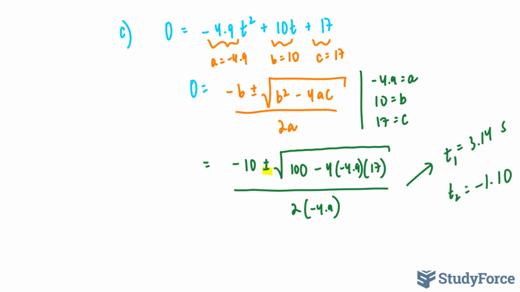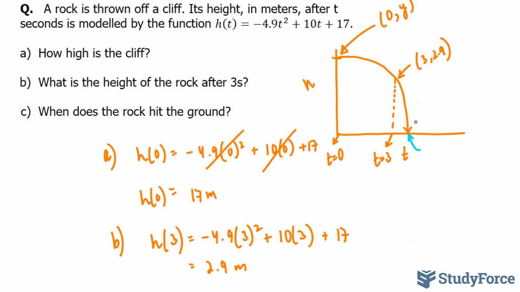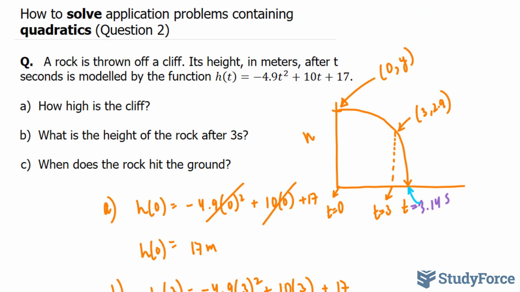Now, which one of these is correct? We can scratch this one off right away because you can't have negative seconds in this situation. Therefore, what makes sense in our particular scenario is that after 3.14 seconds, the rock will have hit the ground, giving us a height of 0. And so there you have it. That is how to solve application problems containing quadratics.